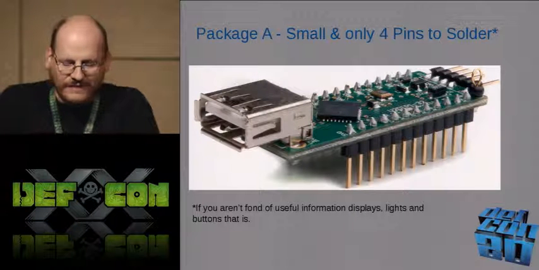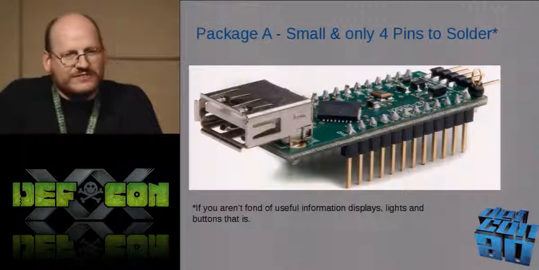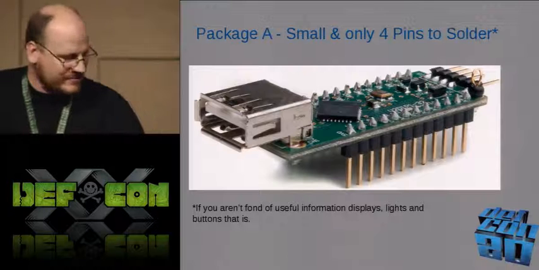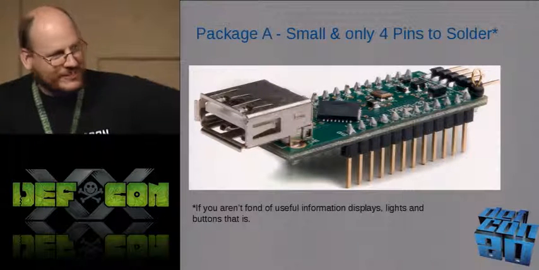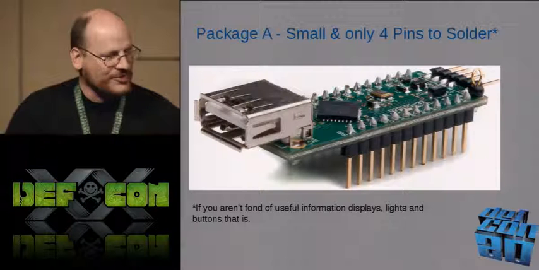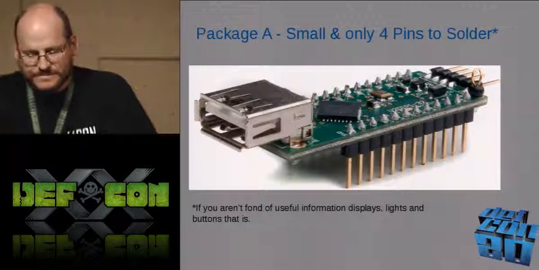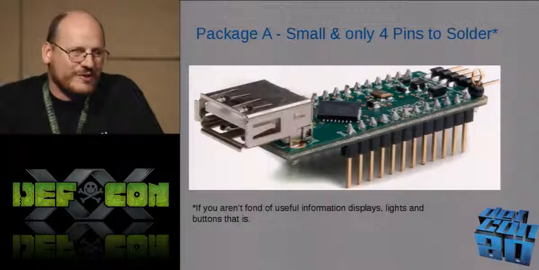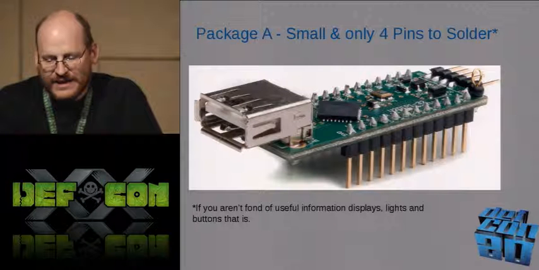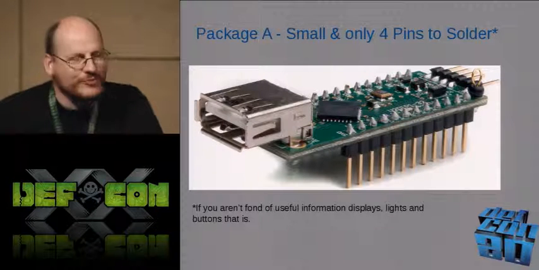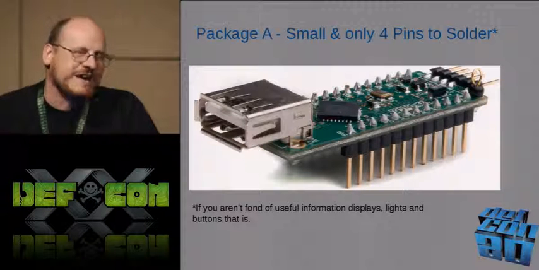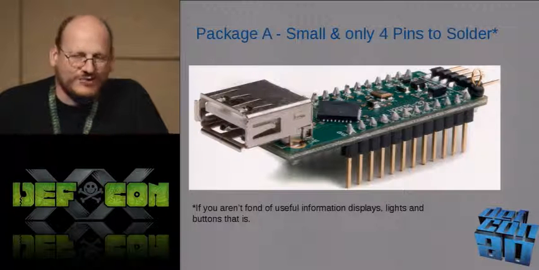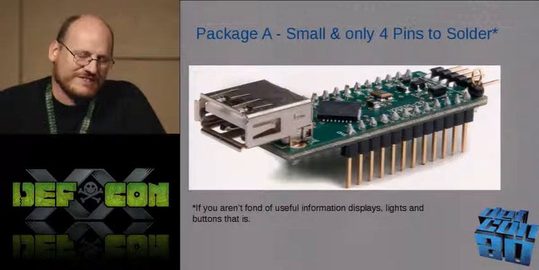All right. Okay. So what's the small package look like? If I just want something tiny, I can get something, I'm sure you guys can't see this so well, but it looks about like this. All right, so it's a little 32-pin development board, and I only have 4 pins to solder. I can sacrifice an old USB printer cable, solder it on there. And a disclaimer, only 4 pins to solder. If you're not fond of things like LCD displays and blinking lights and stuff like that, okay. But if you want to add that stuff, then okay, maybe you do have to solder a little bit more.